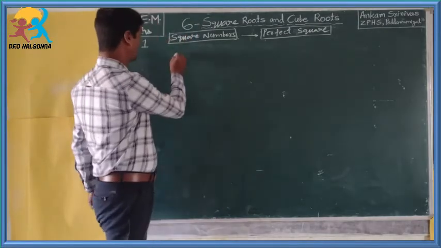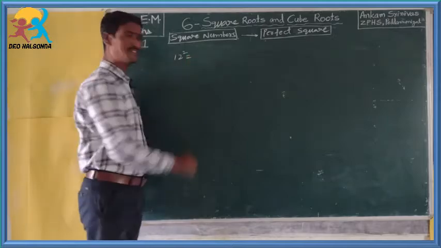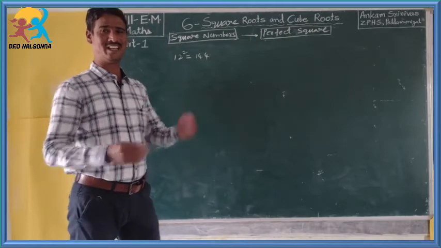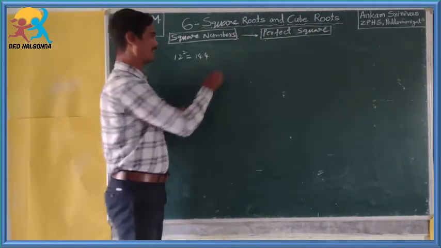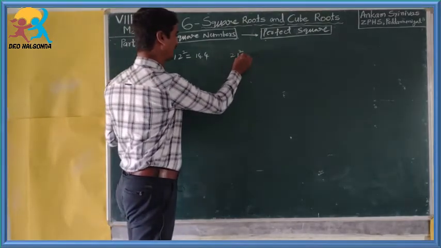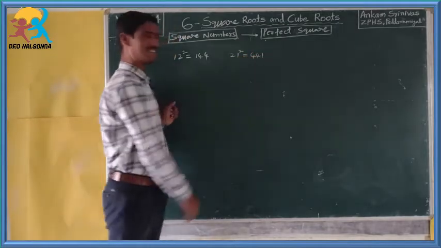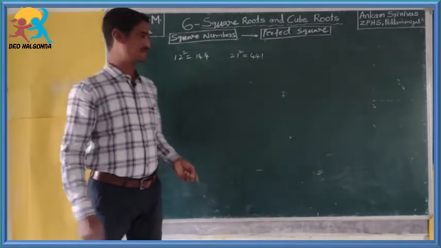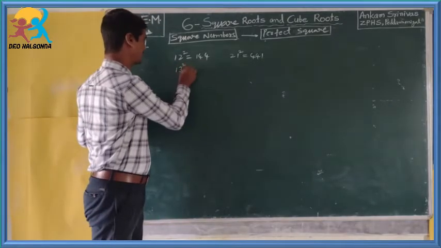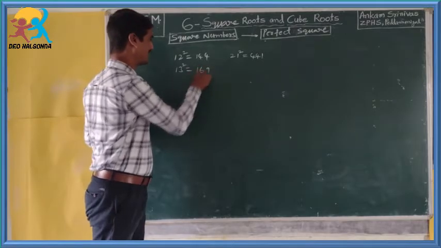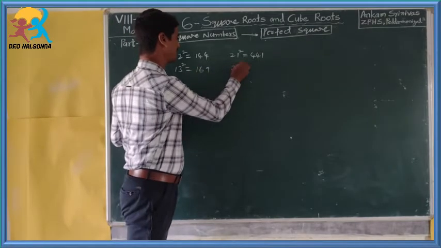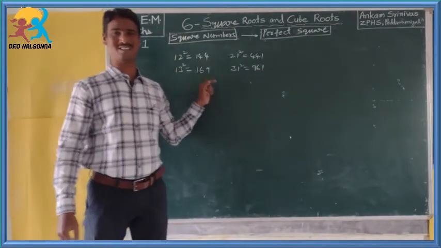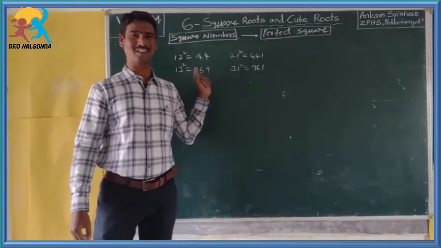Here, 12 square. 12 square, how much? 144. If I reverse the digits of 12, it becomes 21. 21 square equal to 441. And one more interesting number, 13 square is 169, and 31 square is also 961. Very specific numbers. It's not possible for every number.